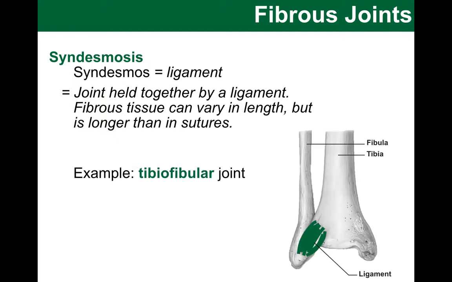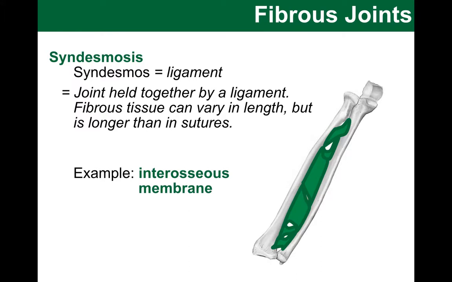And here is a good example. We see that the inferior fibular joint here is connected by a ligament band. And on this one, the fibers would be very short, so not a lot of movement is allowed between those two bones. While on the interosseous membrane, which connects the ulna and radius, we have long fibers that allow a large amount of movement.